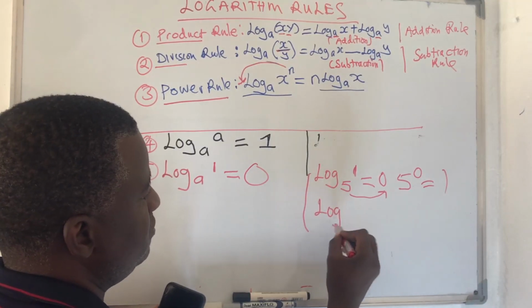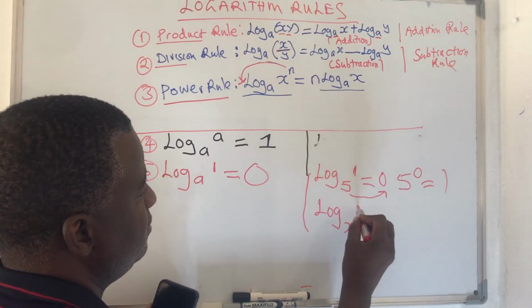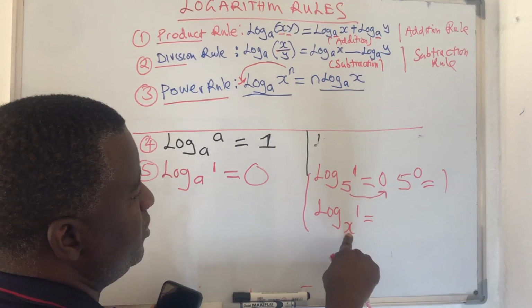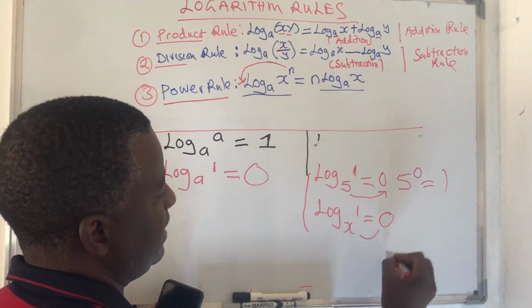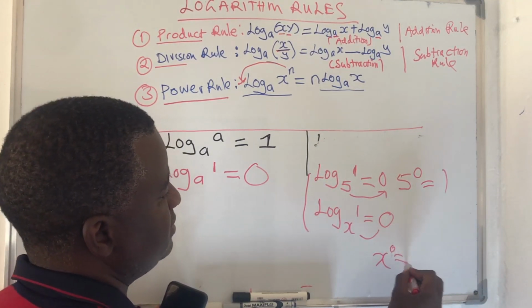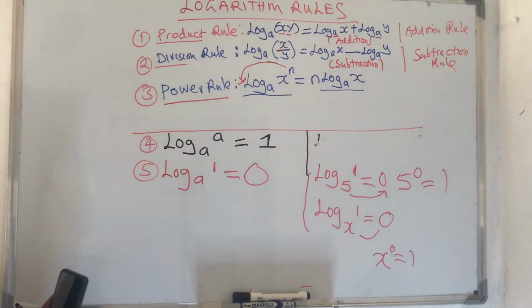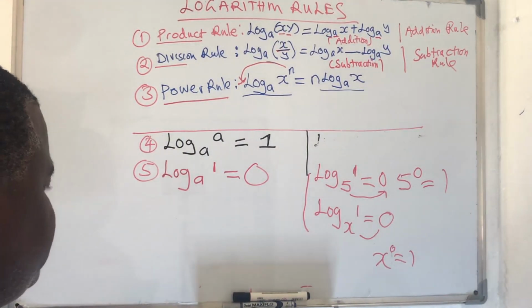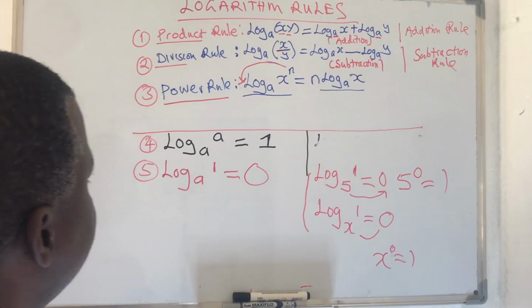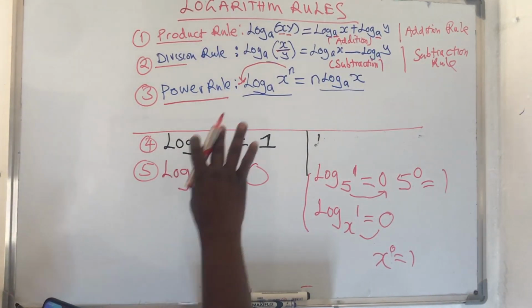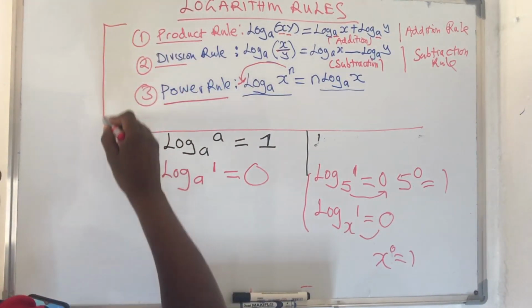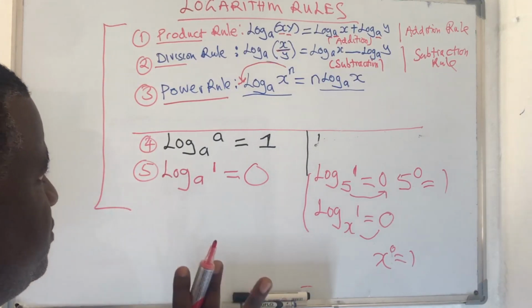So that is why we are saying here it will always be 0. Now look at this, log x of 1, we know that we should still raise x to the power 0 because we know x to the power 0 is equal to 1. In short, any number to the power 0 is 1. So these are the 5 rules which I would like you to learn.